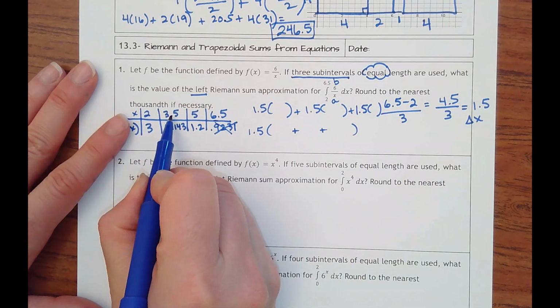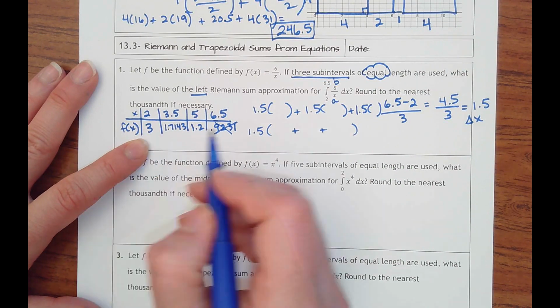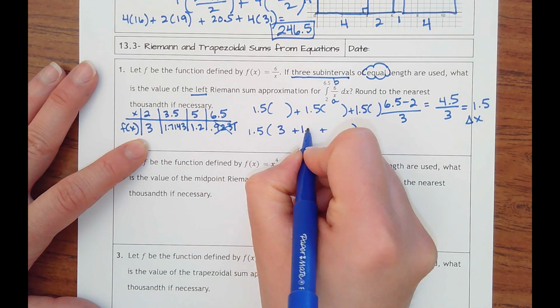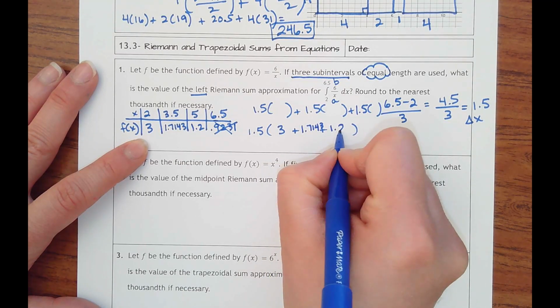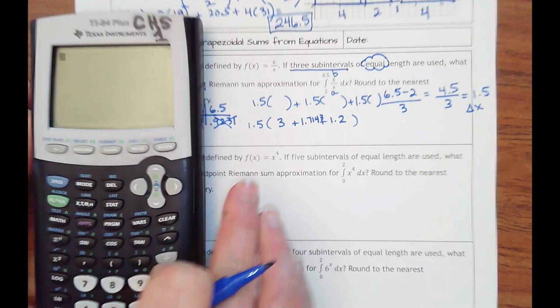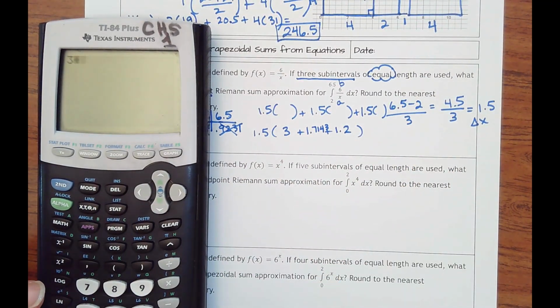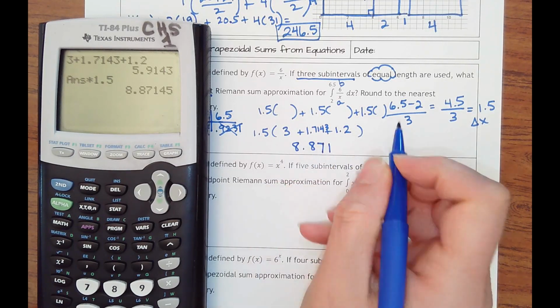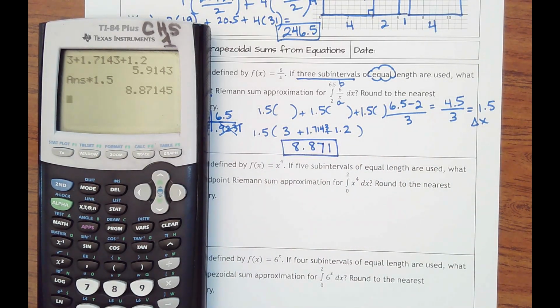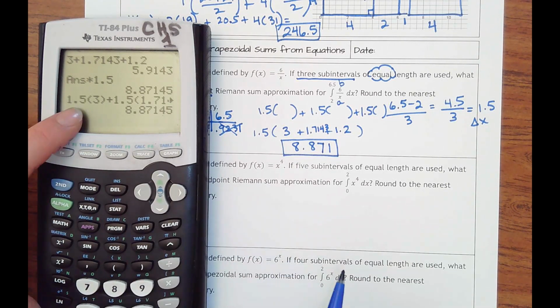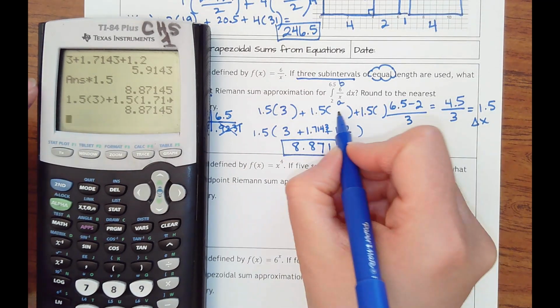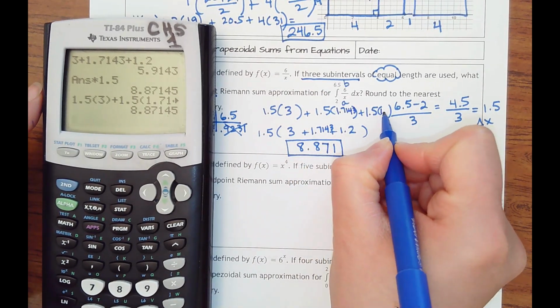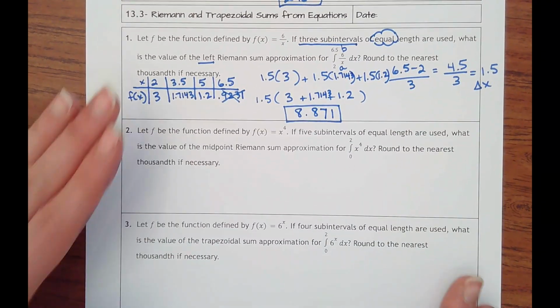So it's going to be a 1.5 width for a rectangle with a height of 3, and a rectangle with a height of 1.7143, and then 1.2. It basically factors out a 1.5, or changes the order of operations, but does the same thing. So add 3 plus 1.7143 plus 1.2, get that total, and take it times 1.5. That's 8.871, which would be your total area. I just want to show you that if I were to do this the other way, I would get the same answer. So it's your preference. And again, that only works when the sub-intervals or your rectangles are all the same width.